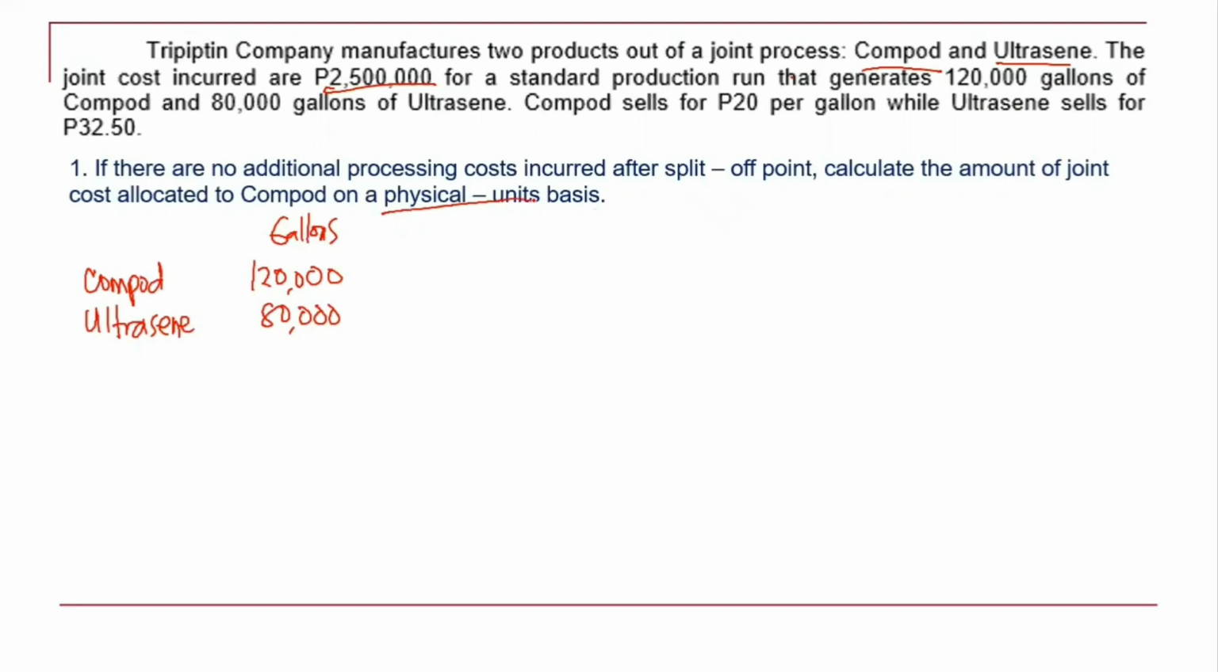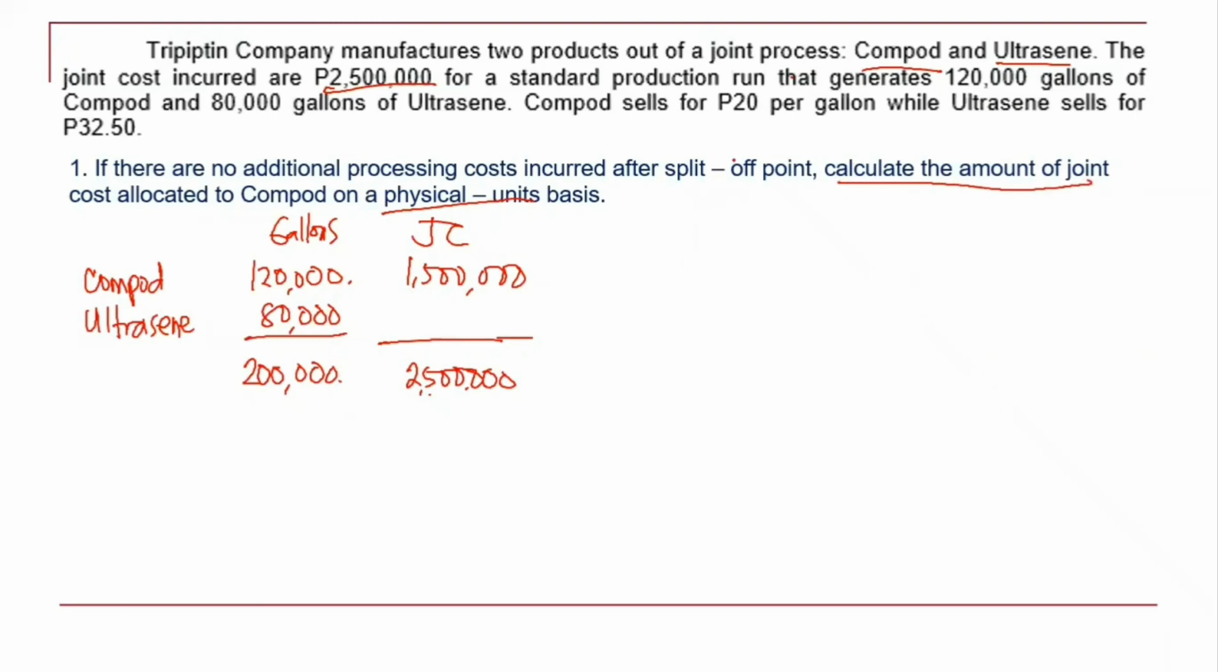Ang sabi naman sa una ay physical units na. So ito na po mismo, di ba? So 200,000 gallons. Ayan. So kung alam mo na yung basis, nandiyan na, itabi mo na yung joint cost natin which is 2.5 million. So, what's next? Sabi rito, allocate na natin. 2.5 times 120 over 200. So, that's 1.5 million. Mukhang yan na yung sagot sa number 1. Kasi tinatanong, calculate the amount of joint costs allocated to Compod on a physical unit basis. Ang haba-haba no problem, yun lang pala gagawin natin. So, this is the answer in number 1.